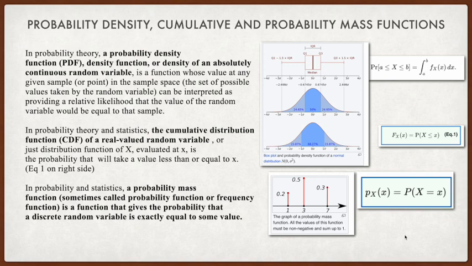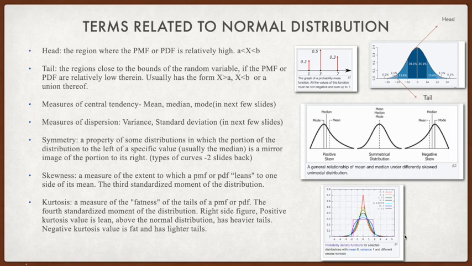Terms related to normal distribution. Mainly in the curves, there are the head and tail. The head is pointed out in the figure. The head is approximately the median or mean, depending on the symmetry of the curve, because if you see at the top, the head is going to be the median if it is a symmetrical distribution.